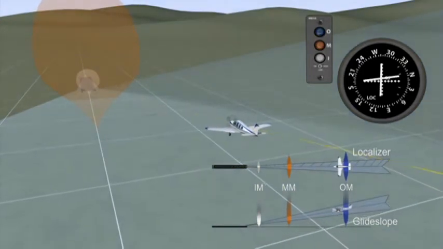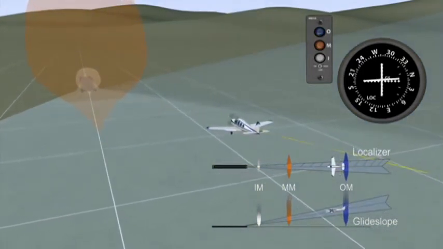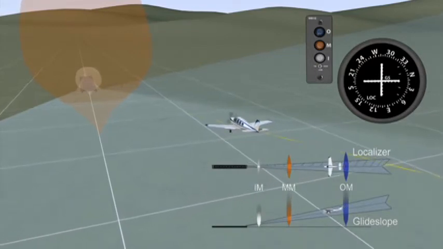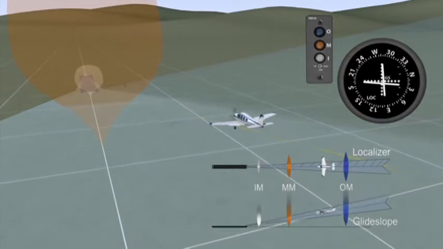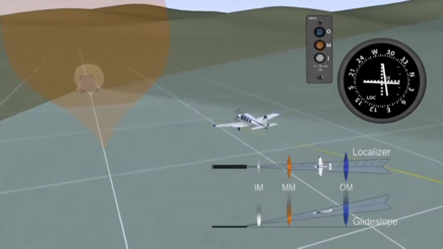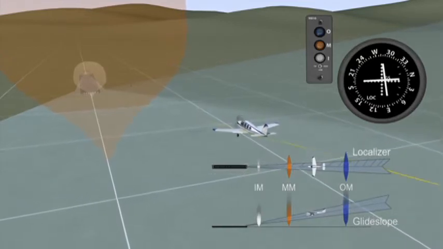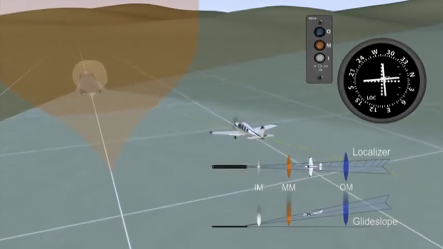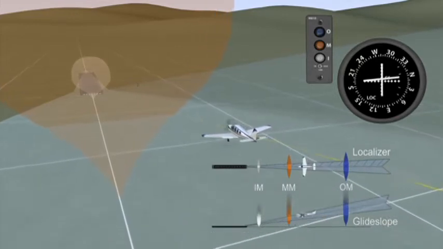The published crossing altitudes for the marker beacons are good checks to prove you are using the correct glide slope signal as you approach the airport. Now, the glide slope indicator is normally combined with the localizer display, as we see here. Generally, the crossing height at the inner marker is 50 feet. The glide slope is flown in a way similar to the localizer signal, just horizontally.